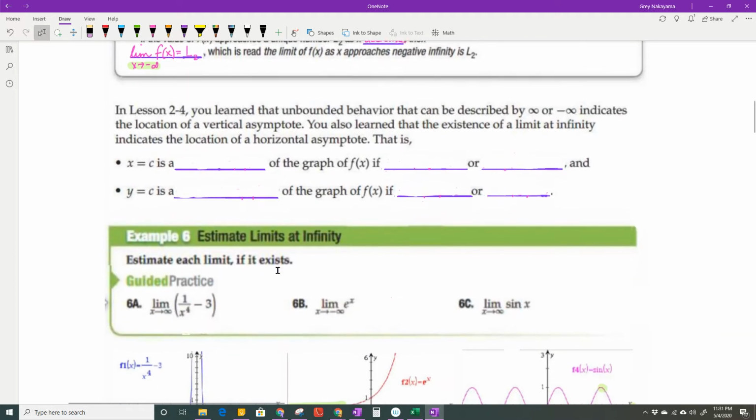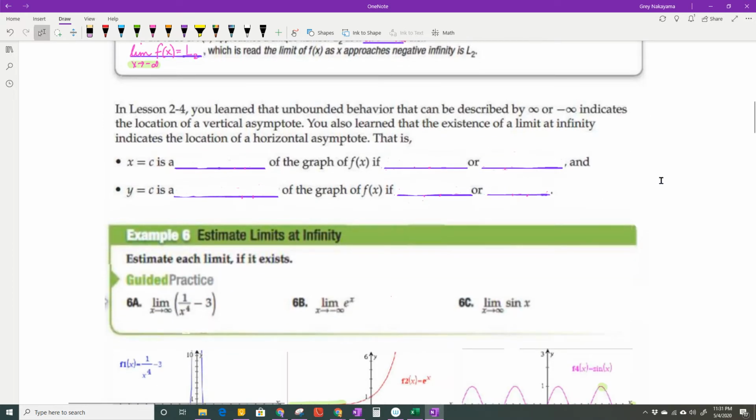Now, there are two ways that we're going to use infinity in the limits we're talking about today. One is where x equals c happens to be a vertical asymptote of our graph, in which case we have a left-sided limit approaching positive or negative infinity and a right-sided limit approaching positive or negative infinity. Remember, that's what that little notation above the c is. This is coming from the left and this is coming from the right.